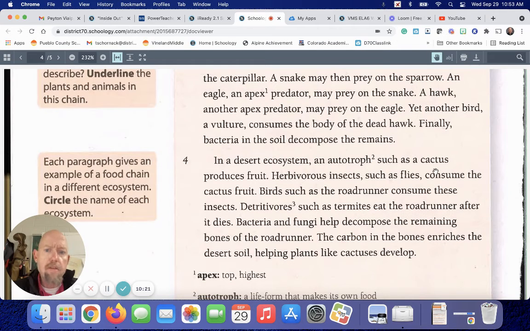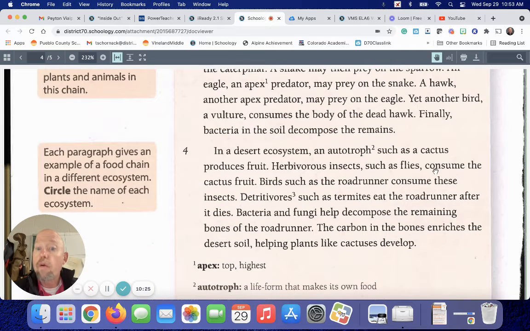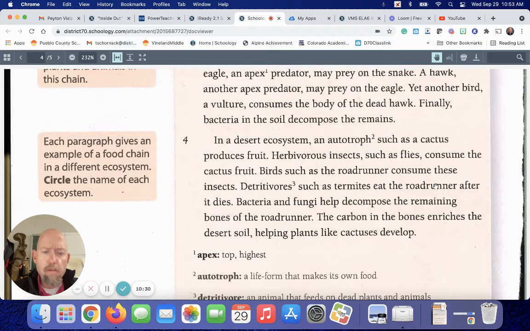In a desert ecosystem, an autotroph such as a cactus produces fruit. Herbivorous insects such as flies consume the cactus fruit. Birds such as roadrunners consume these insects.